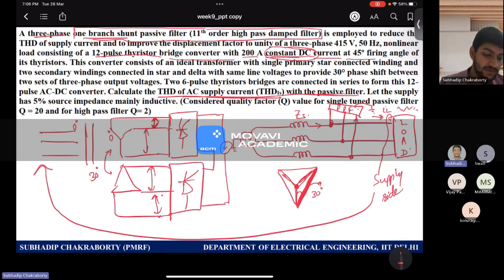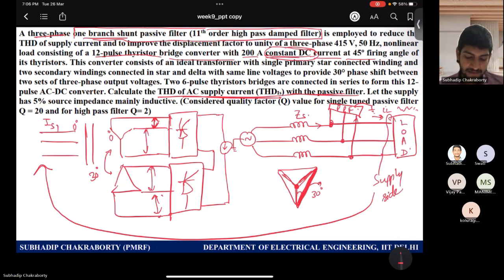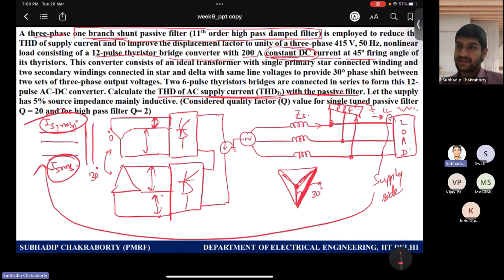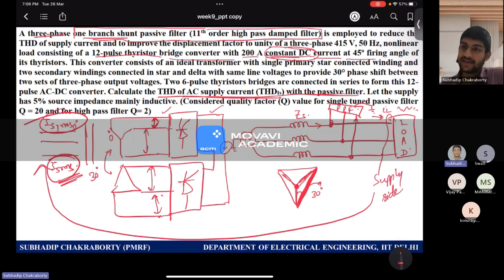So if someone asks you what is IS1 RMS and what is IS RMS, how will you determine it for such a configuration? For the fundamental RMS, the technique is to use power balance, because power transfer happens only because of the fundamental current and fundamental voltage, at the same frequency, as I already told you. But if someone asks you to calculate the RMS value of the supply current, then you need to know the RMS value of the load current from the AC side and then reflect it to the supply side. So I hope you understood the problem.